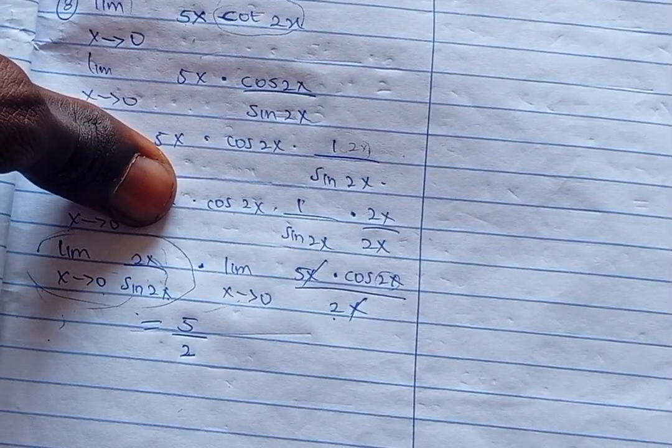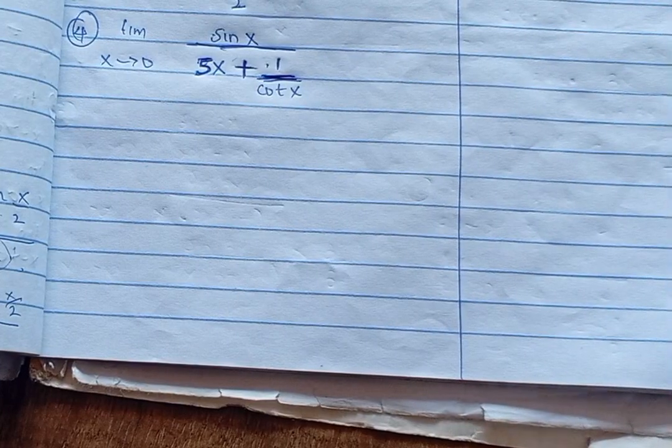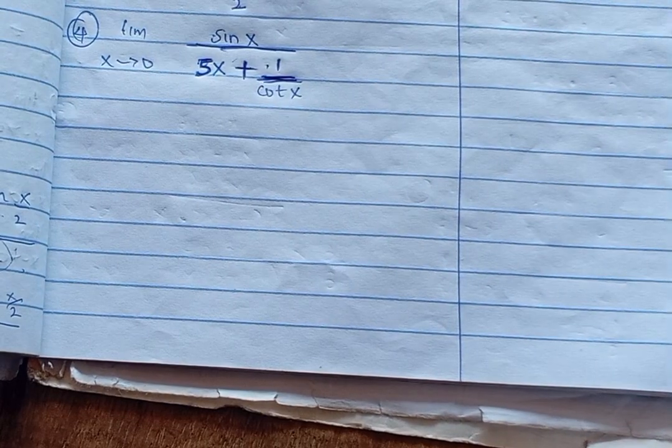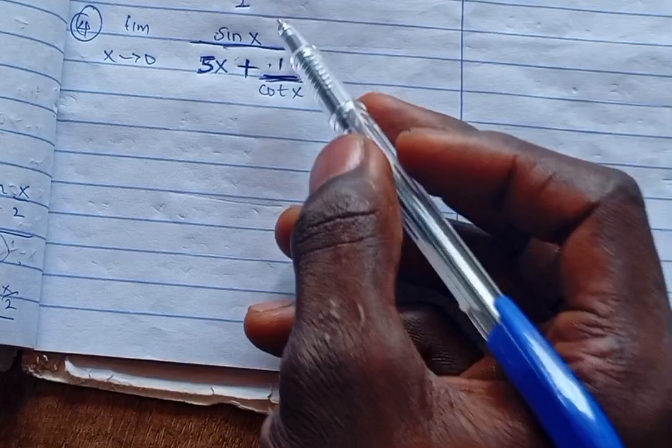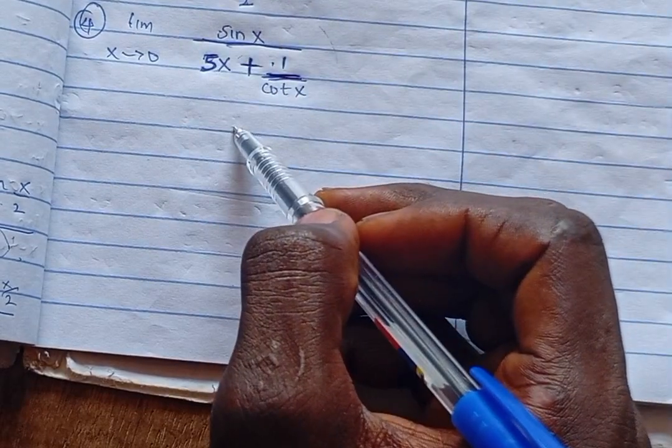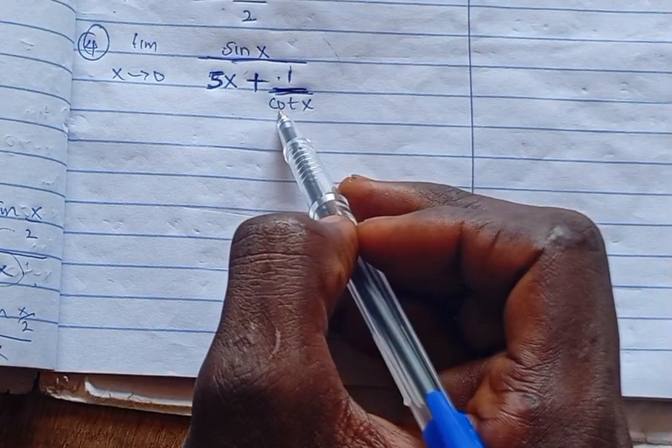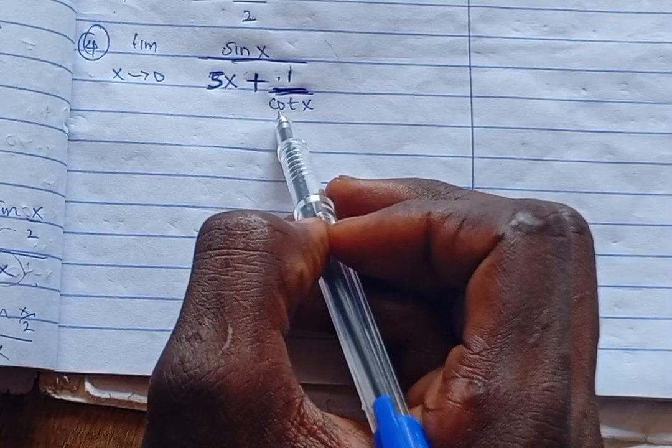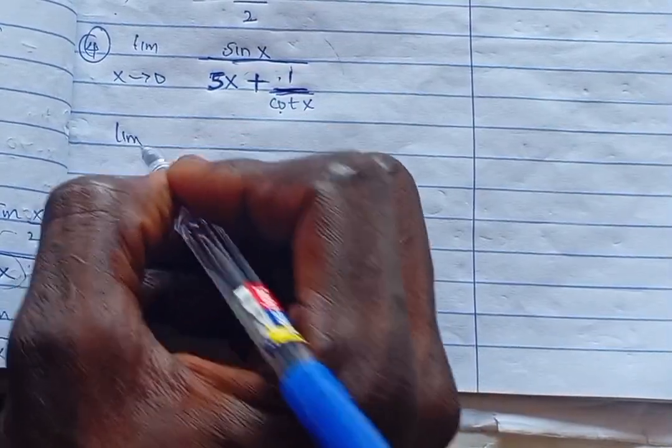Now let's move on to another one. So this is another question on its own. We have the limit as x tends to 0 of this. Okay, what are we going to do? First of all, 1 over cot x is what? Tan x. So I can simplify that one first.